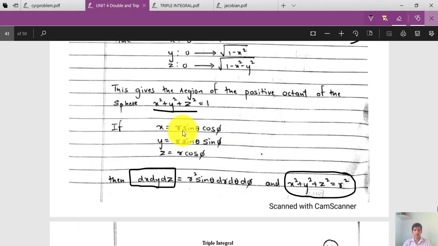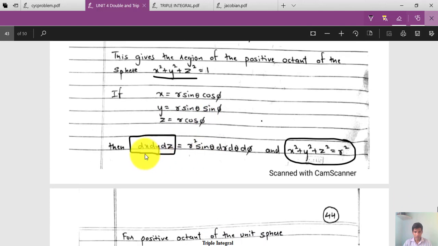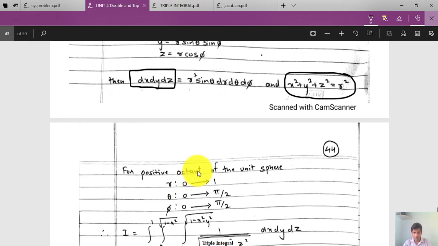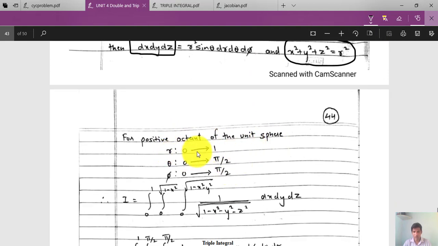Now if x is equal to r sin theta cos phi, y is equal to r sin theta sin phi and z is equal to r cos phi, then dx dy dz is equal to r square sin theta dr d theta d phi. And the unit sphere x square plus y square plus z square is equal to r square. So the positive octant of the unit sphere will be r from 0 to 1, and theta is also an angle. Just to distinguish between these, they are given in terms of theta and phi. So theta is from 0 to pi by 2.